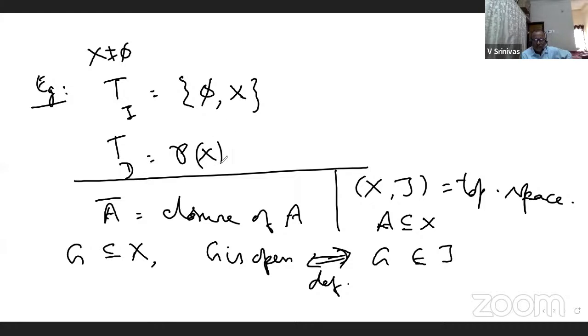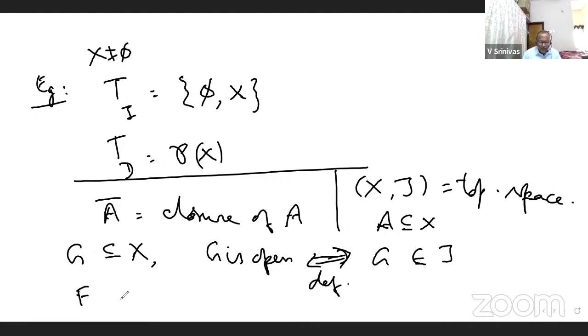Every subset of X is an element here. Therefore, every subset of X becomes an open set. In the discrete topology, every subset of X becomes an open set, right?